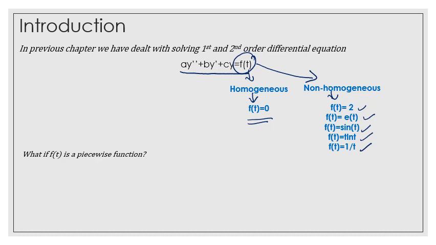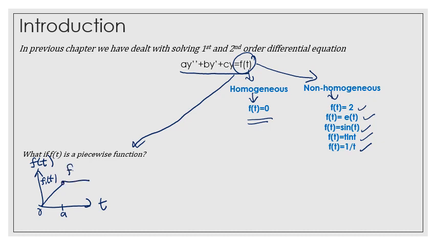So what if f(t) is a piecewise function? What does it mean by piecewise function? Let's say I give an example here. This is t and this is f(t). From 0 to any constant, we have a function f1(t), and then from here we have another function f2(t). We consider this a piecewise function.